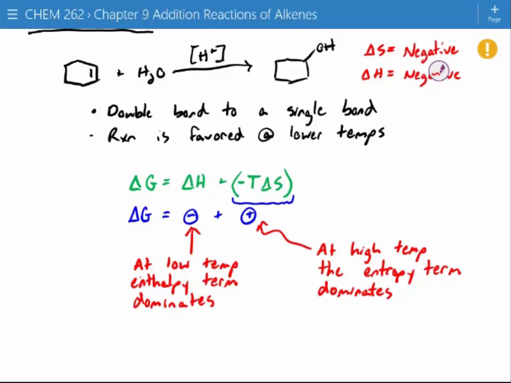So if we run this reaction at high temperature, will delta G be positive or negative at high temperatures? Positive. Yeah. So let me fix this.